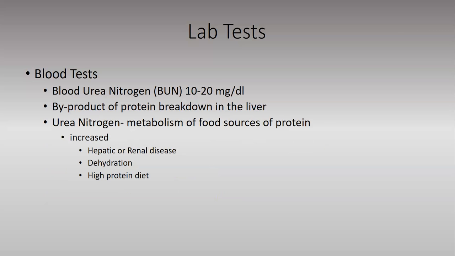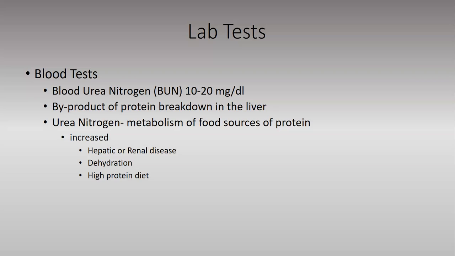Other lab tests, they're going to look at BUN, which is 10 to 20. It's a byproduct of protein breakdown in the liver. So if you have either liver problems or a lot of protein that is broken down, or if you have people who consume a lot of protein, your BUN actually might be a little elevated. And again, it's not so much, oh my gosh, your BUN is really super high. It's why is it high? Can we explain it?